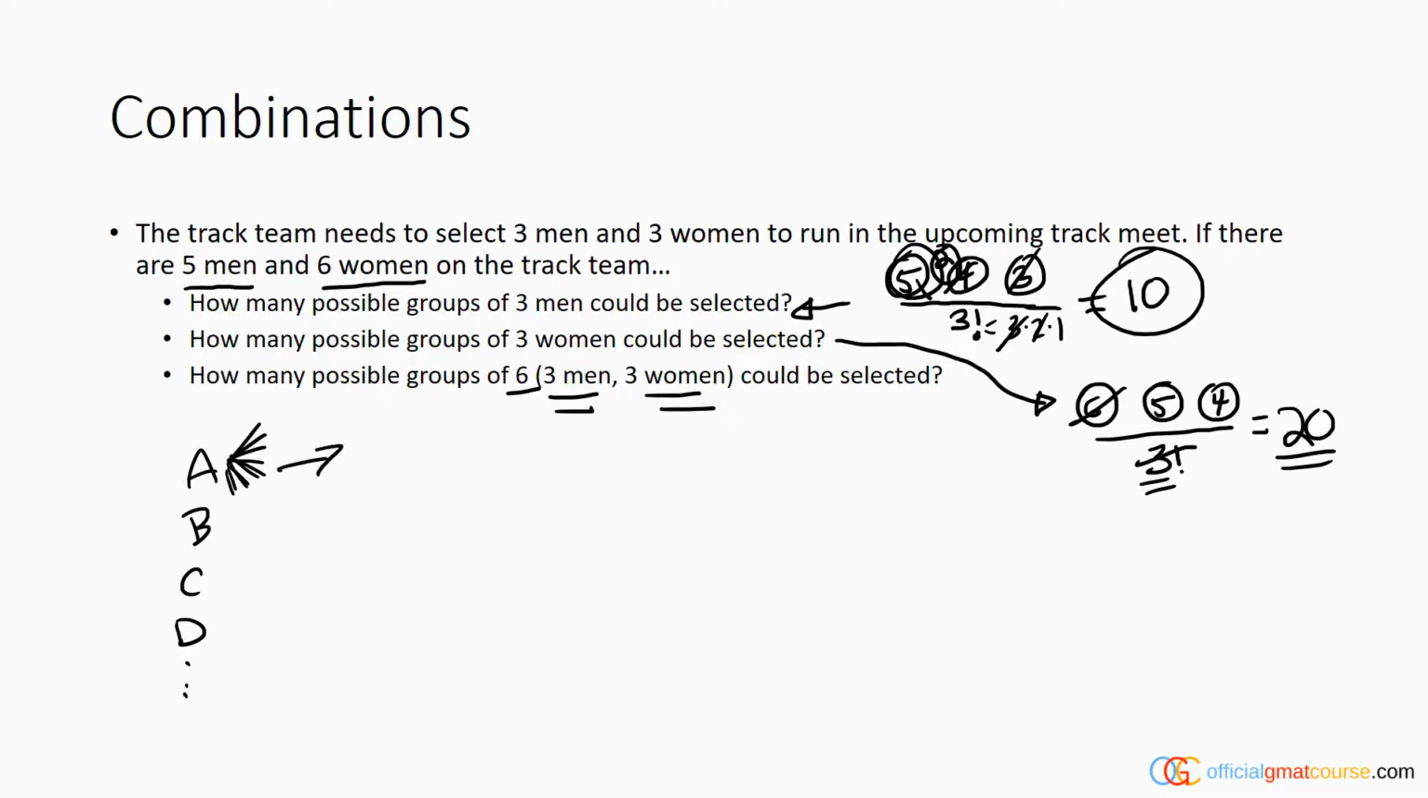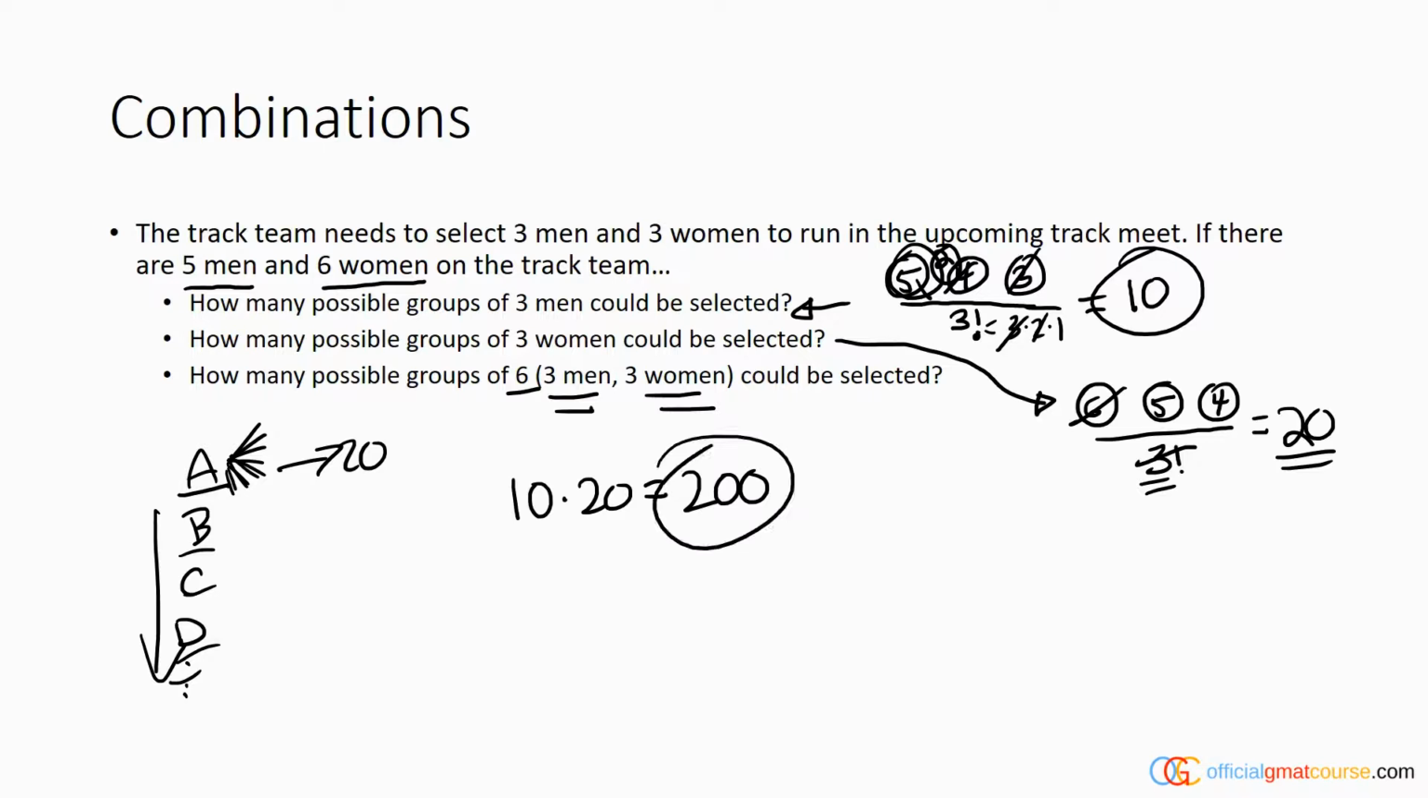And that means for this one, there's 20 possible total groups of this group of men plus a group of women. And we could do the same process for each of these 10 groups of men, which is going to give us 10 times 20 as a solution, which means there's 200 total groups of exactly 3 men and 3 women, choosing from 6 women and 5 men.